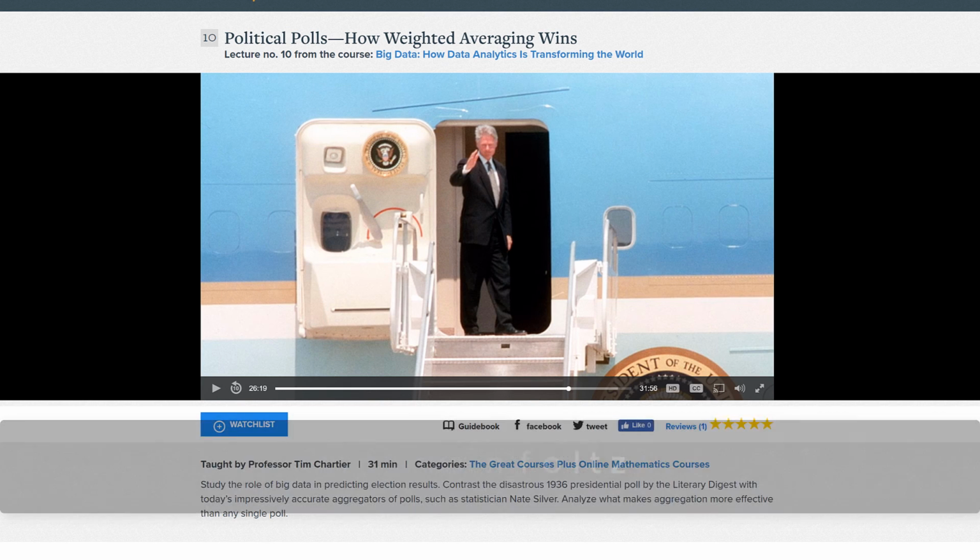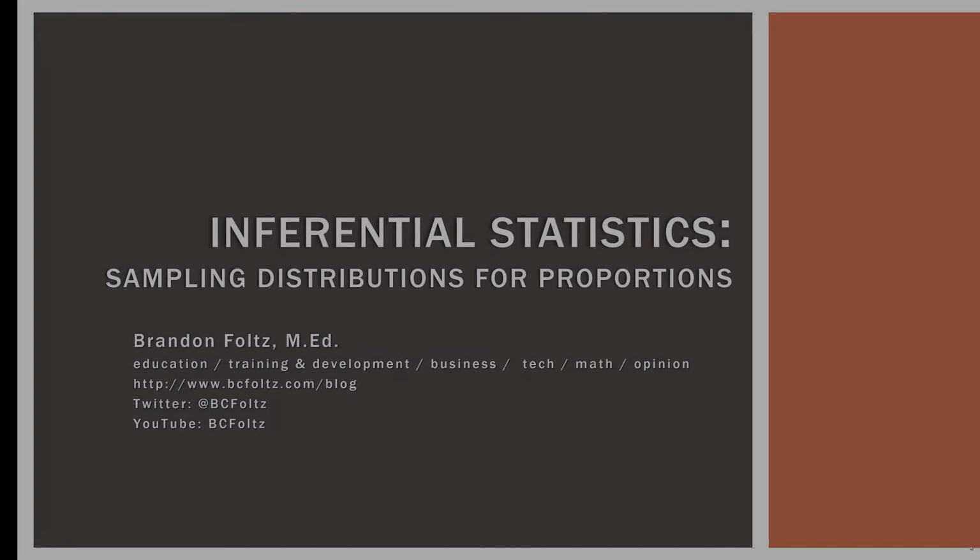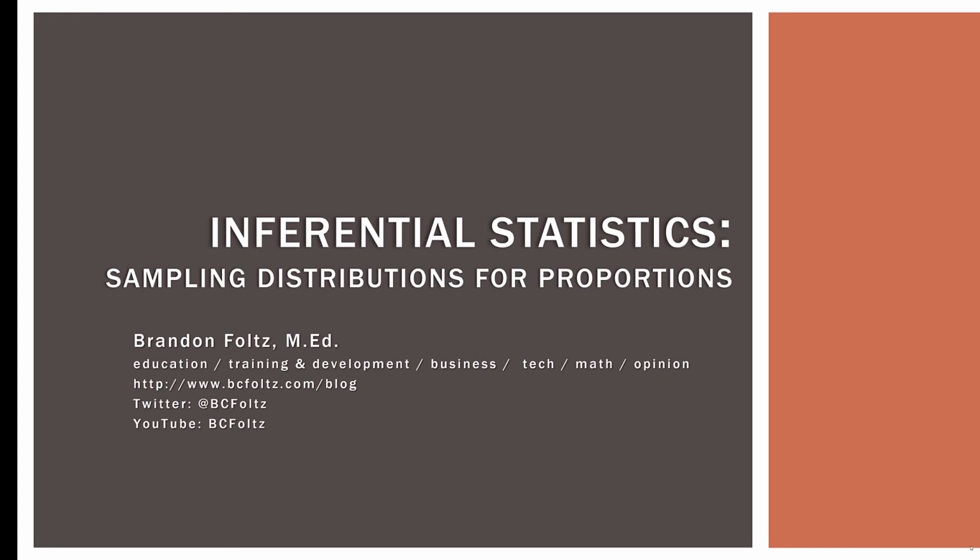So this video was the next in our series on sample proportions, where we talked about the sampling distribution for proportions and learned some interesting facts about if we increase the number of samples versus the sample size, what happens to our sampling distribution.